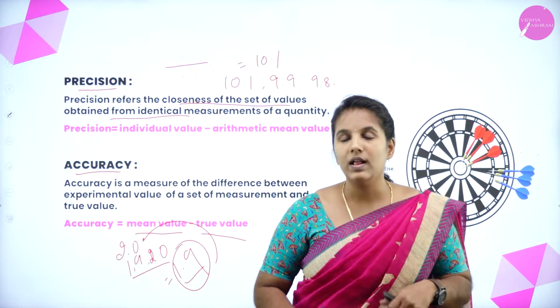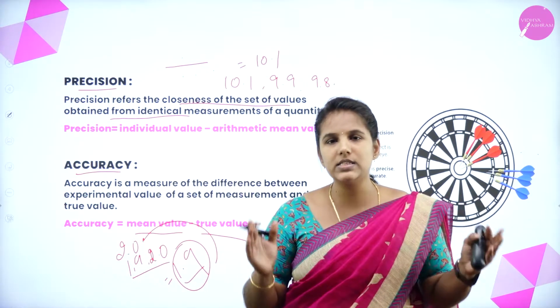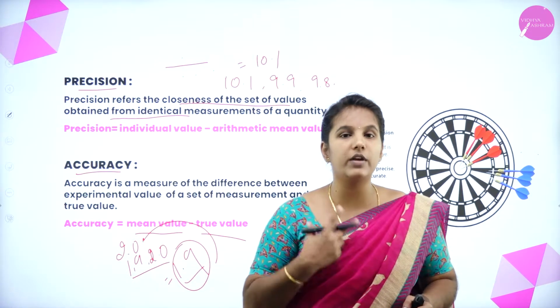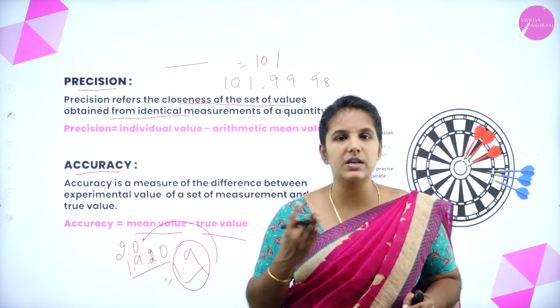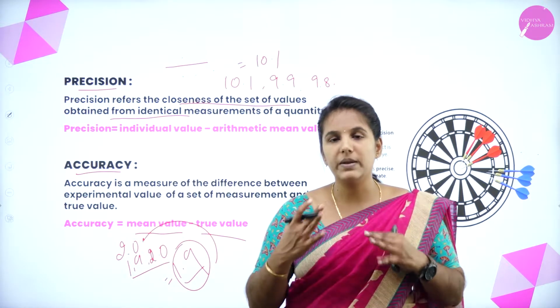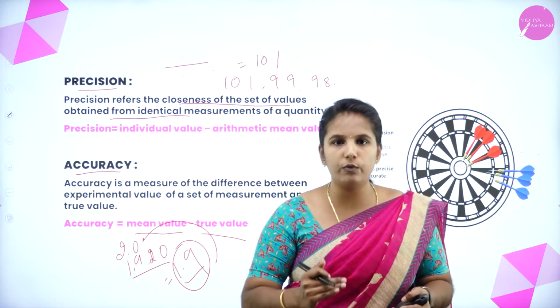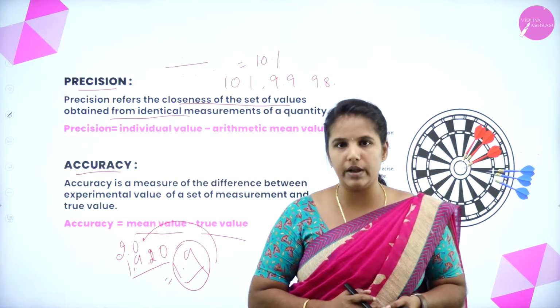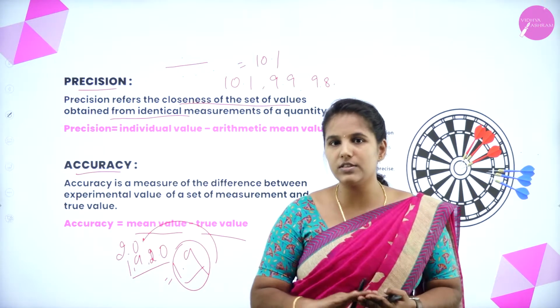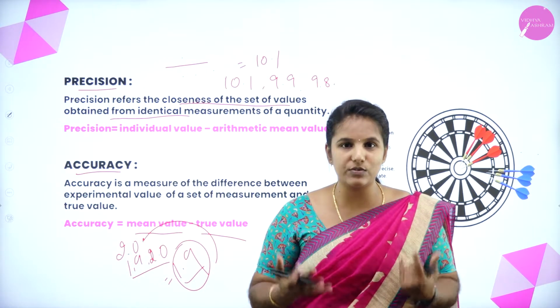This is how scientists, after doing many experiments, started using these two different terminologies. The first one is precision and the second one is accuracy. Precision is nothing but a set of close values obtained from identical measurements. If the values are closer to each other, then we say it is a precise value or precise one.